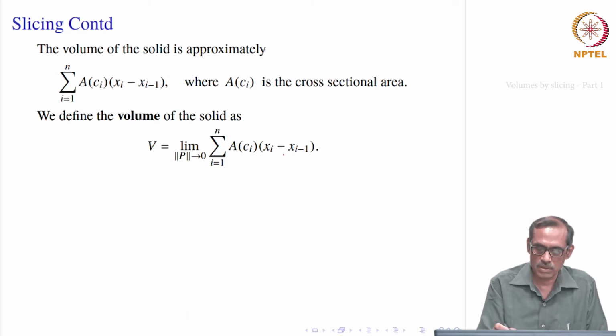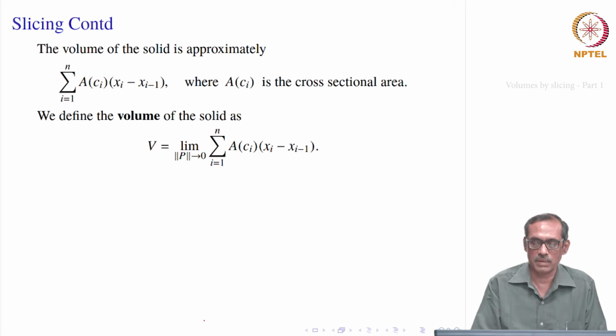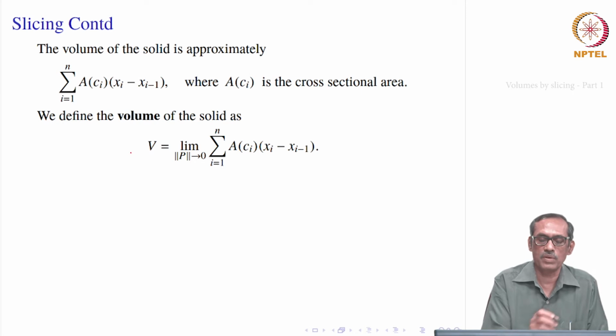When norm P goes to 0, Ci is between xi and xi minus 1. So, it would look something like approximating at a point Ci, but whichever point Ci we choose, it should not matter. That is the main idea in this limit concept. So, the limit as norm P goes to 0, for all possible choices of points inside the subintervals, if this limit exists, then that limit we will be calling the volume of the solid.